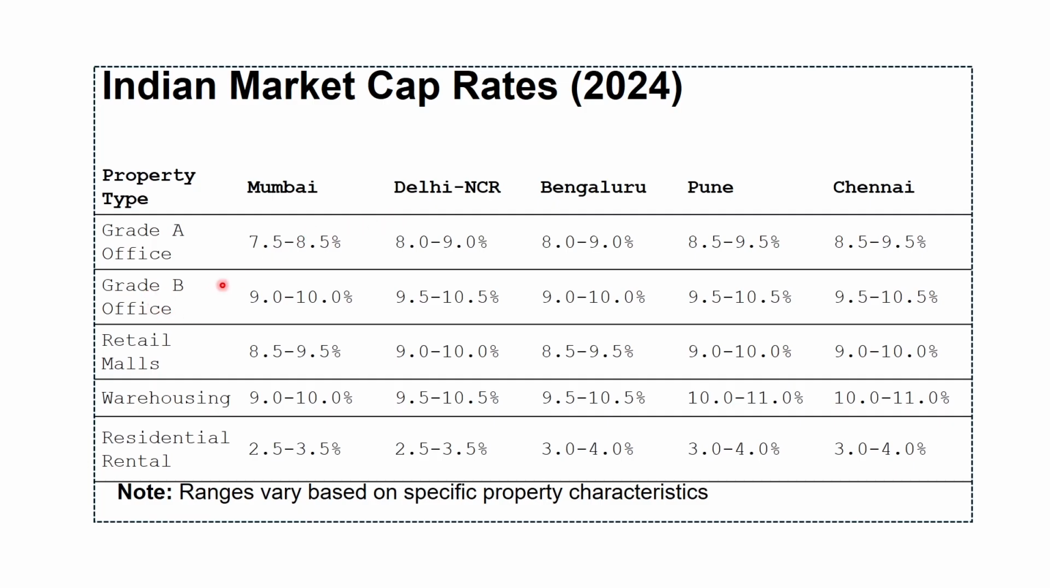And then similarly for grade B office, you can see the same trend being reflected. So with these cap rates, depending on the type of city, we are seeing a variation in market cap rates. But of course, these ranges are not fixed, they are basically just a glimpse of what is mostly followed, but it can be different. For any specific project, there has to be a proper study and then a decision on the market cap rate has to be made.